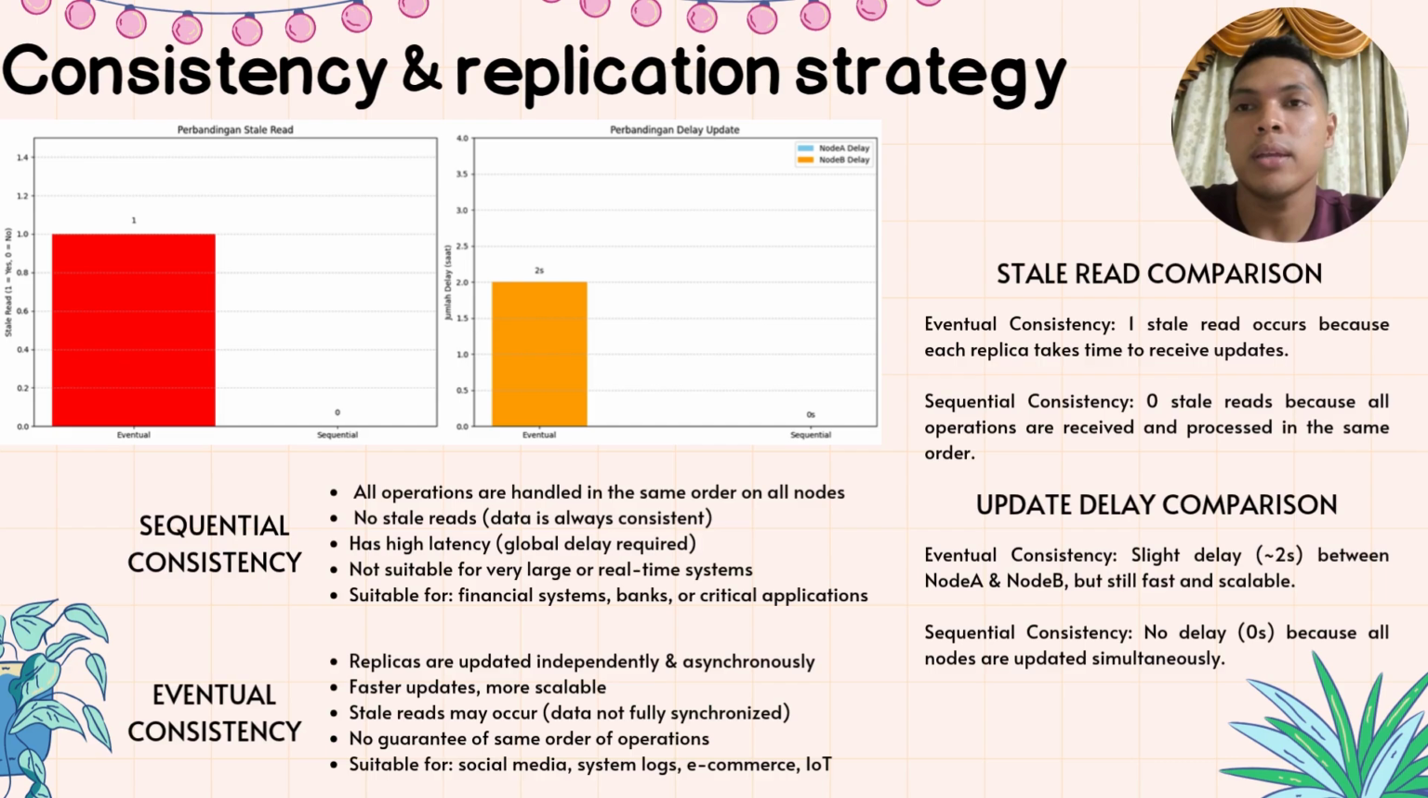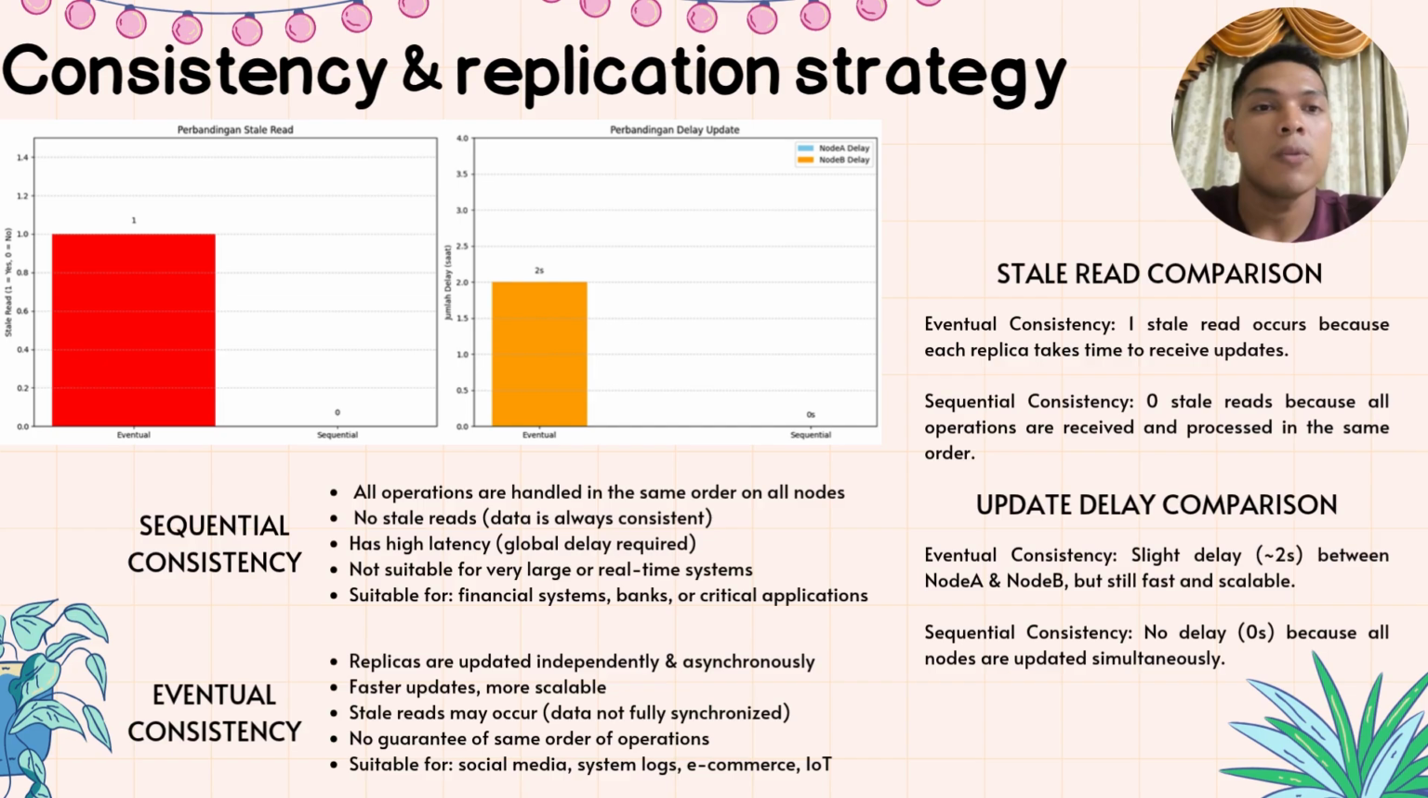I will take this part, consistency and replication strategy. As you can see, this graph shows the stale read comparison and update delay comparison. For the stale read comparison, for eventual consistency, one stale read occurs because each replica takes time to receive the update. For sequential consistency, there are no stale reads because all operations are received and processed in the same order.